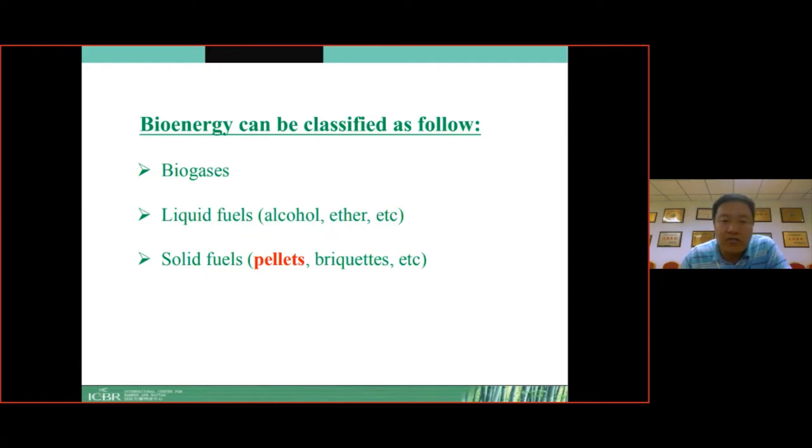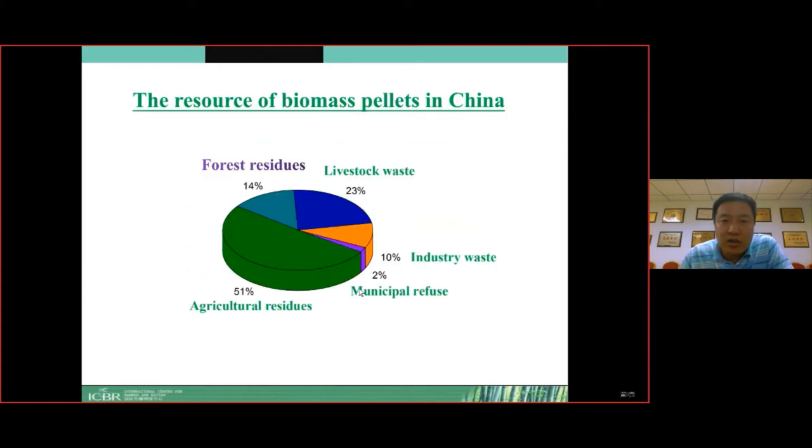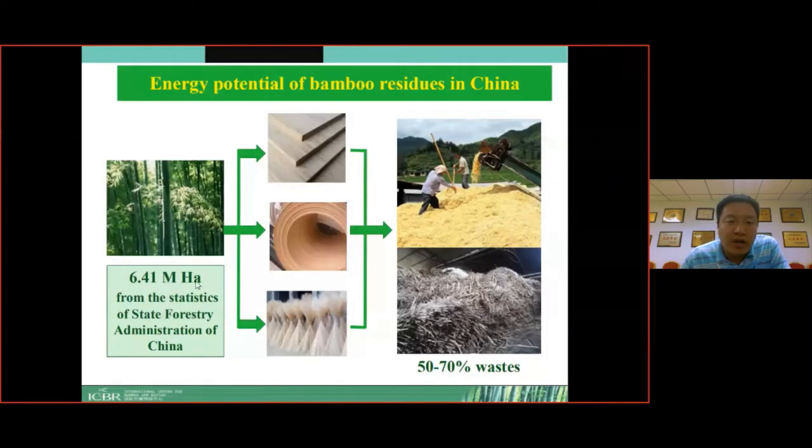My research is focused on pellets. The sources of biomass pellets in China include 51% agricultural residues, 23% livestock waste, 14% forest residues, 10% industry waste, and about 2% municipal refuse. There are 6.41 million hectares of bamboo area in China, and during the manufacturing process of bamboo products, about 50% to 70% is waste, and this waste has great potential for developing bamboo pellets in China.